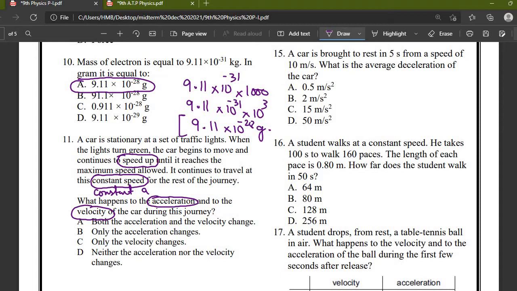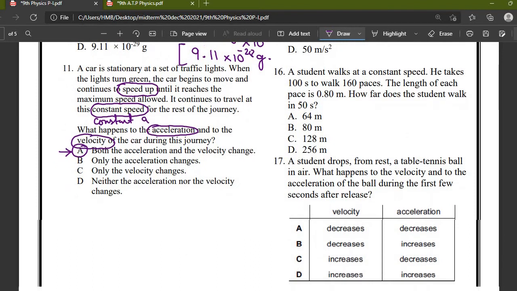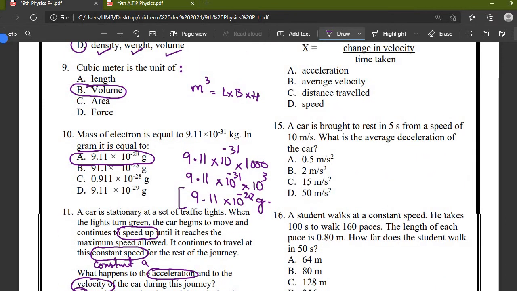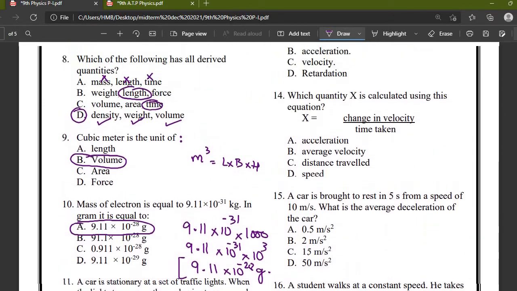So we can also state this in a sense that initially the acceleration was zero when it was at rest, while speeding up the car has a constant acceleration, while when it moves with constant velocity or constant speed, the car's acceleration again becomes zero. So we can say that both acceleration and velocity are changing. So in this question, option A we can take as the right answer. Let's move to our next question.